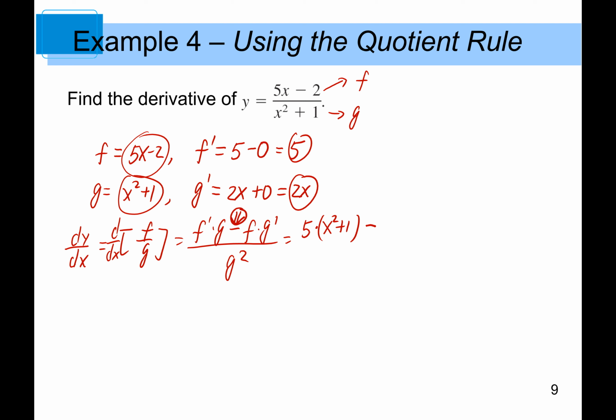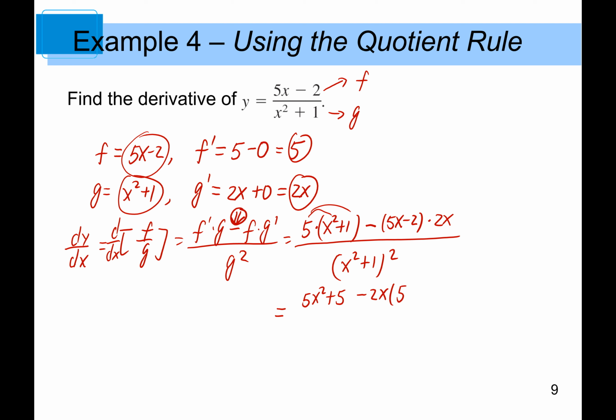Minus f, which is 5x minus 2, times g prime, which is 2x, over g squared, right? So it's going to be x squared plus 1, squared. Okay, so let's expand the numerator and then simplify that. We get 5 times x squared, which gives us 5x squared, and 5 times 1 gives us 5. So now we have negative 2x, put 2x in front, times 5x minus 2, over x squared plus 1, parentheses squared.